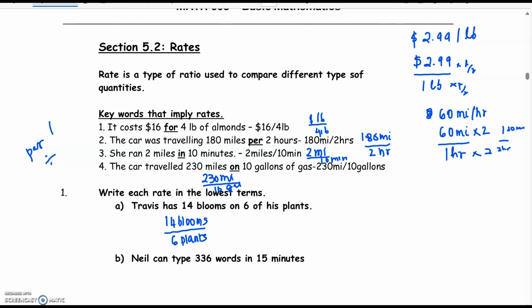So remember, the units cannot cancel because they're different. We can cancel some common factors. So 2 times 7 blooms per, which is divided by 2 times 3, which is equal to 6 plants. So now we can cancel the 2's and we get 7 blooms per 3 plants.